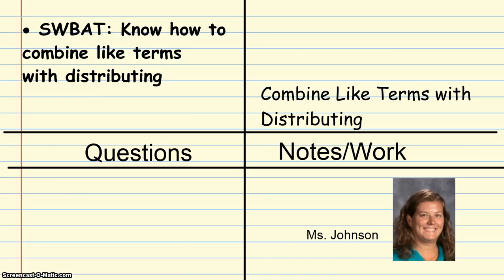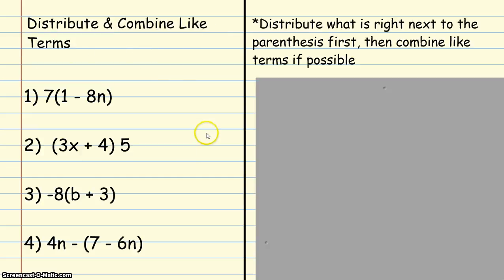Our objective is that we're going to know how to combine our like terms with distributing. All right, let's get right into it. What we want to do is two things when we combine: we want to distribute what is right next to the parentheses first, and then we want to combine our like terms if that is possible.